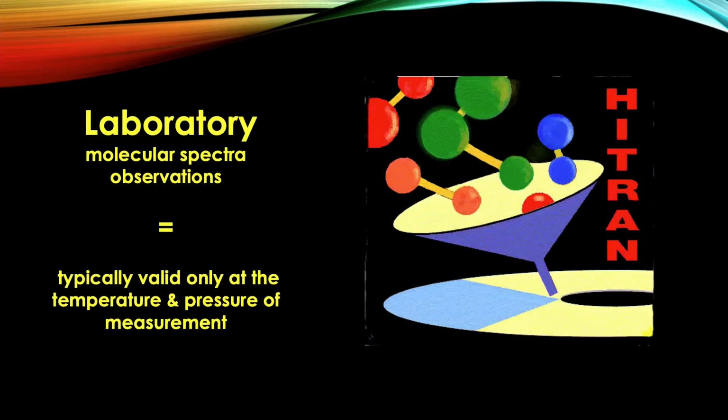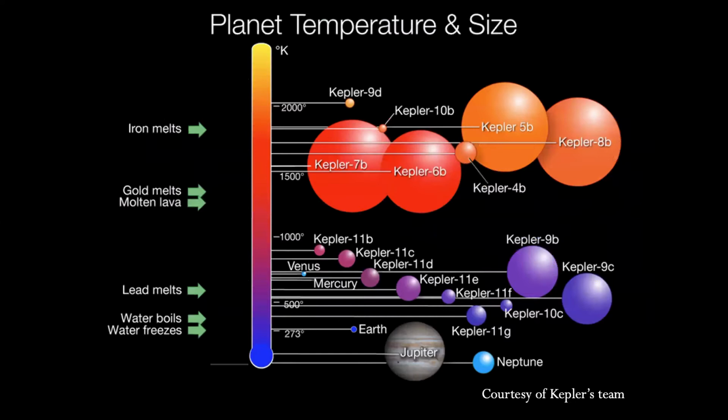Historically, these spectra would come from laboratory measurements taken here on Earth. By far most commonly, these would be measured at room temperatures and pressures, and so these spectra are typically only valid at the temperature and pressure of measurement. However, we know that many of the observed exoplanets, and in particular those which are easier to observe and therefore characterize, are those orbiting close to their host star, and therefore those which can reach very high temperatures in the parts of the atmosphere that we're observing.